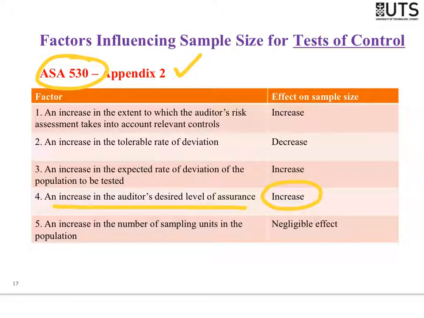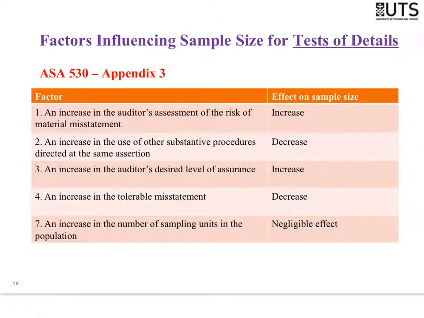In Appendix 2, there is a third column, an explanation column. What I'm going to say just once: refer to this. It's a good reference point to have. Appendix 2 specifically deals with tests of control, whereas Appendix 3 deals with substantive testing, which is the next slide. So this one's tests of detail, which is substantive, and that's Appendix 3. Again, there are numerous factors. You need to be able to determine what the effect of those factors would be on your sample size, bigger or smaller, and also explain why.